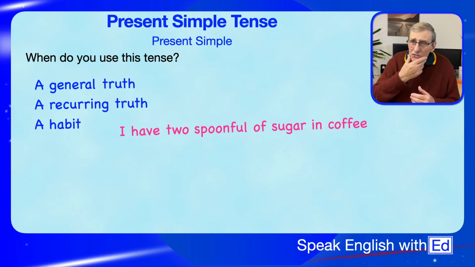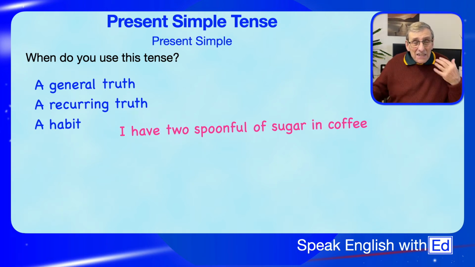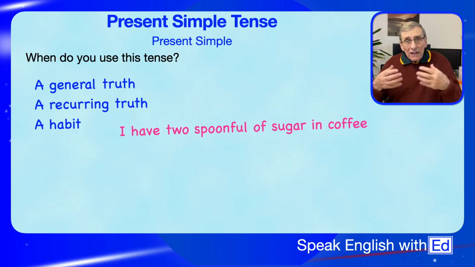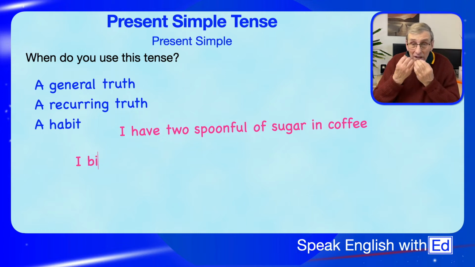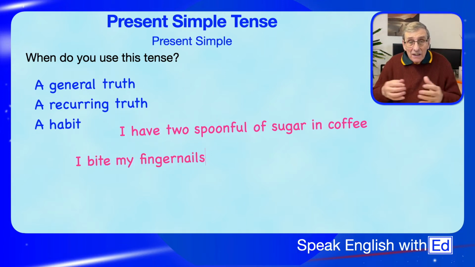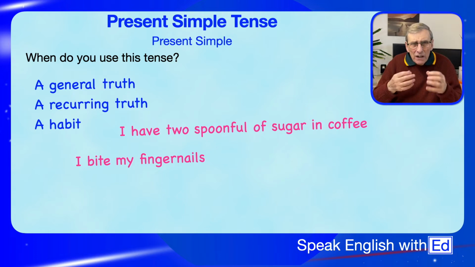You might always stroke your chin when you're thinking. It's a habit. So I have 2 spoonfuls of sugar in coffee. This could be a habit. Or you could say, I bite my fingernails. He bites his fingernails all the time. It's a habit. That would be a bad habit. But it's something that you do often without thinking, without realizing that you're doing it. It's just something that you do.